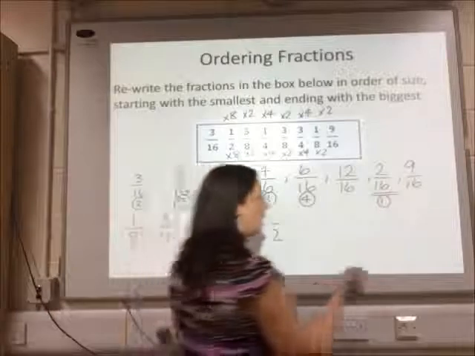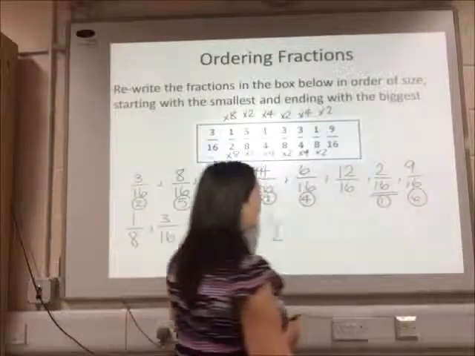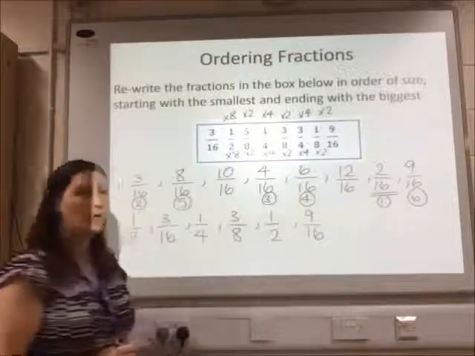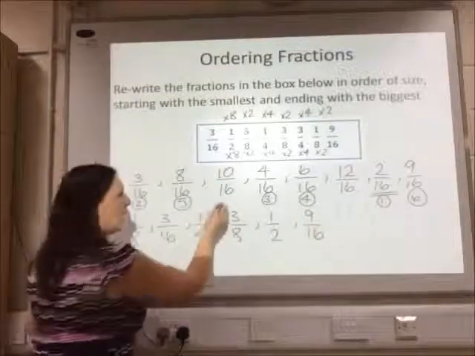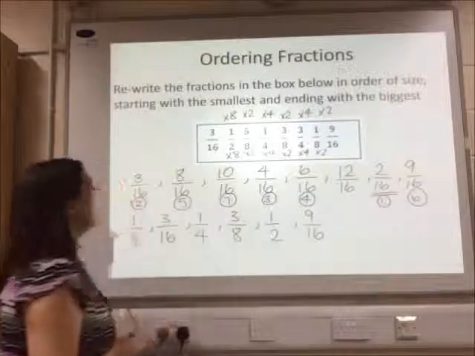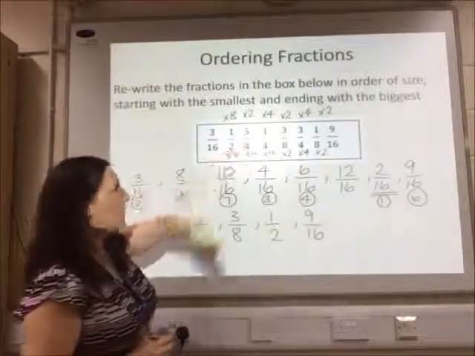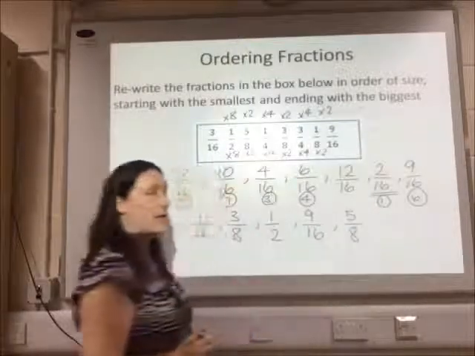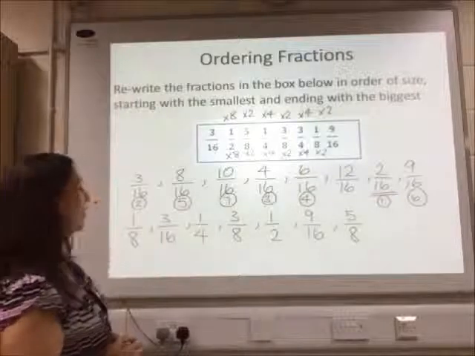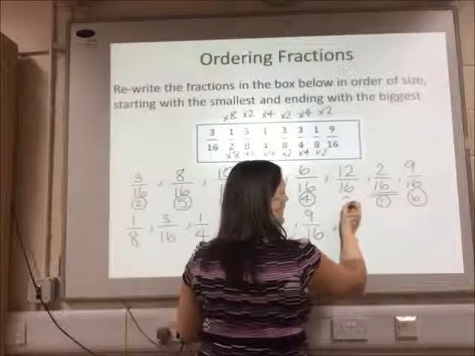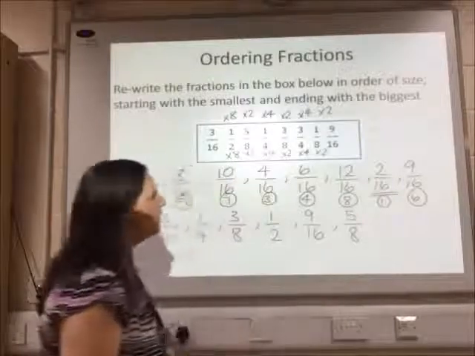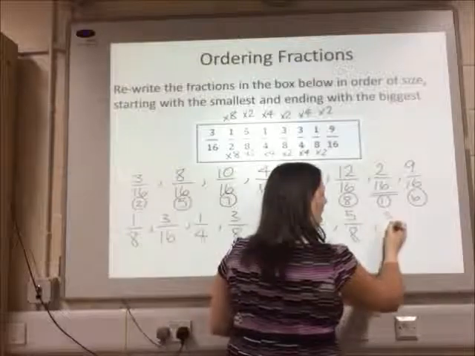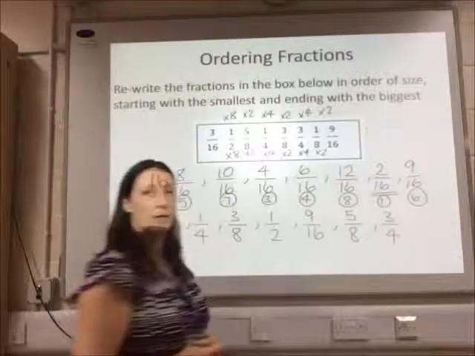We then have 9 over 16, which was 9 over 16 to start with, and so remains as 9 over 16. We then have 10 over 16. 10 over 16 began as 5 over 8, and so we write 5 over 8 in our final answer line. One more fraction to go. 12 over 16 is going to be our largest fraction, and 12 over 16 originally was 3/4, and so we write 3/4 as our final answer.